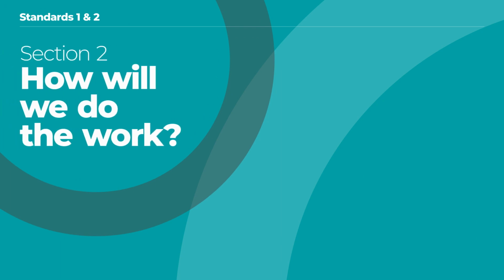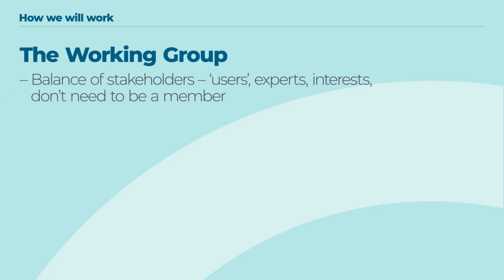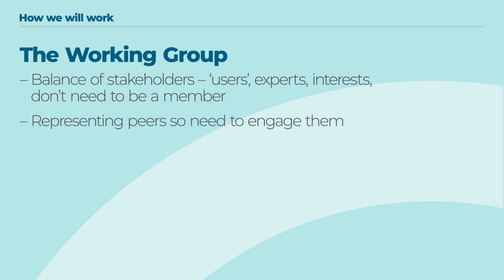I'd like to move on now to think about how we might undertake this work. We're aiming for the working group to be made up of a balance of stakeholders representing the users of certification, whether it's biomass producers or certification bodies, as well as a range of technical experts and other stakeholder interests. SBP isn't a membership organisation, so this working group is open to anybody who wants to contribute. We are asking the contributors to represent their peers and their fellow interests in the process, so we would like you to engage with them and try and bring a range of perspectives into this process.